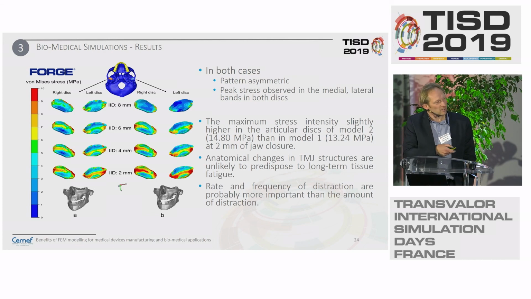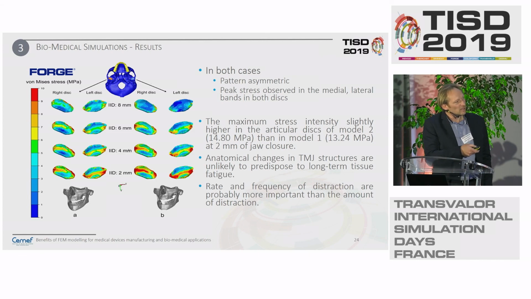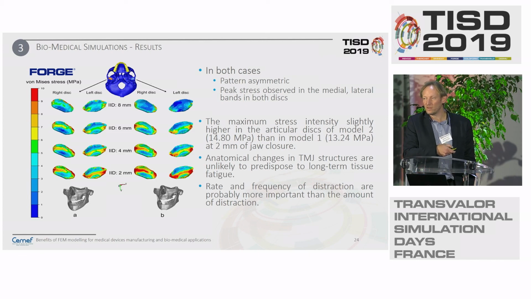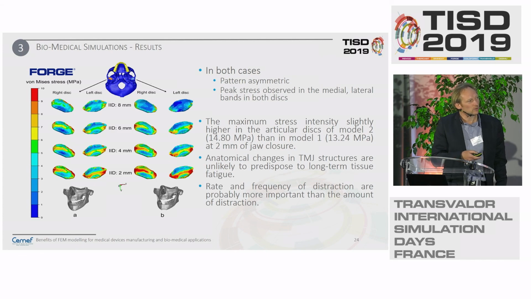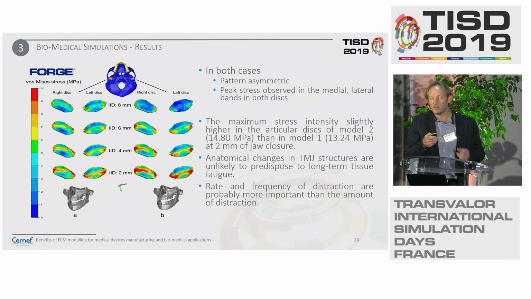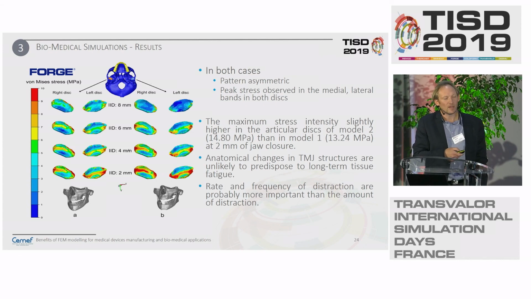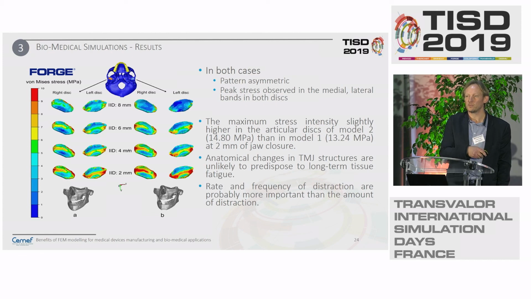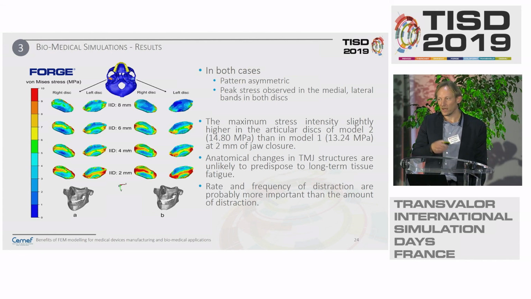What is also interesting is to compare before the surgical operation and after, and you see that the maximum level of von Mises stress is a bit higher after the operation than before. But it was not a huge difference. It was lower than 2 megapascal. And these anatomical changes in the TMJ structures are unlikely to predispose to long-term tissue fatigue. And it seems that it's more the rate or the frequency of the distraction that is probably more important than the amount of distraction. So at the end of this PhD, Charles Savoldelli decided to ask his patients to turn the screw differently.